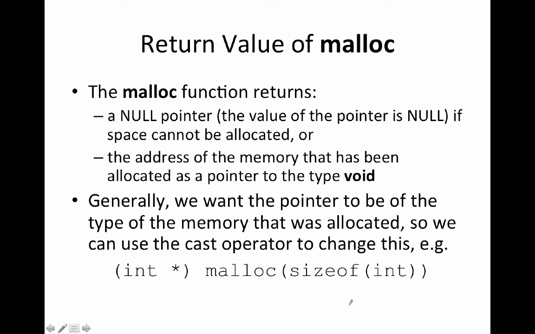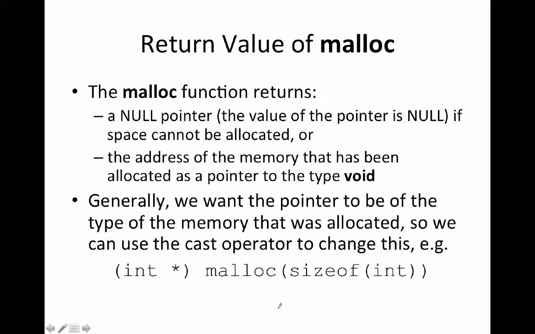So a little more on malloc. The malloc function returns two possible things. A null pointer if the space cannot be allocated, so that's a pointer whose value is null. Or if it can allocate the space in memory, it returns the address of the memory that has been allocated as a pointer to the type void. Generally, what we want is the pointer to be of the type of the memory that was allocated. So we can use the cast operator to change from void to that type.